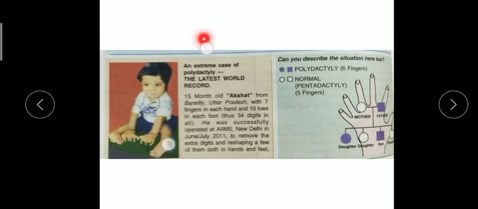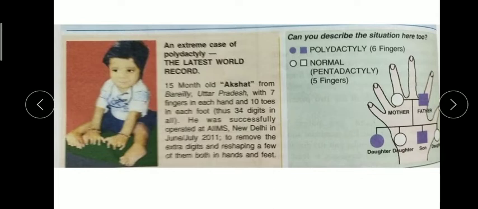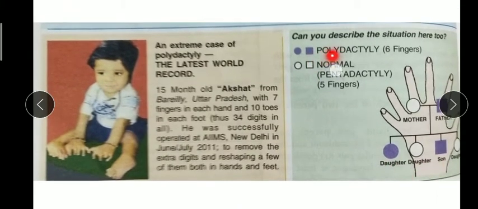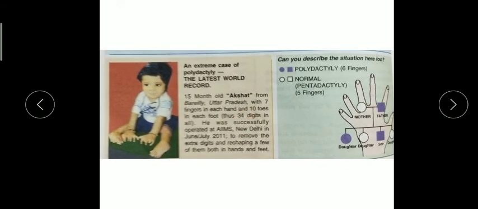One example is given. You can see that the father has the gene for polydactyly. From the father, two of the children, one son and one daughter, get this gene for polydactyly, or extra fingers. Out of four, two have polydactyly and two are normal.